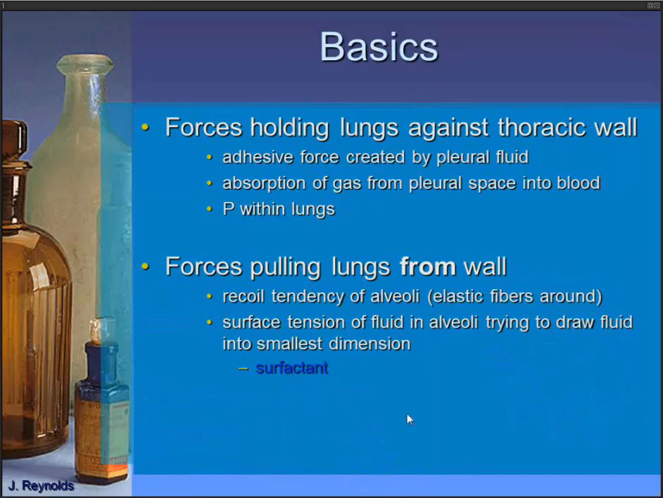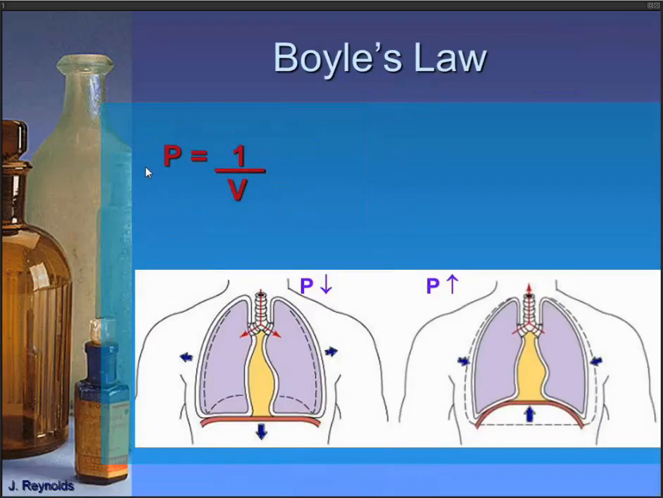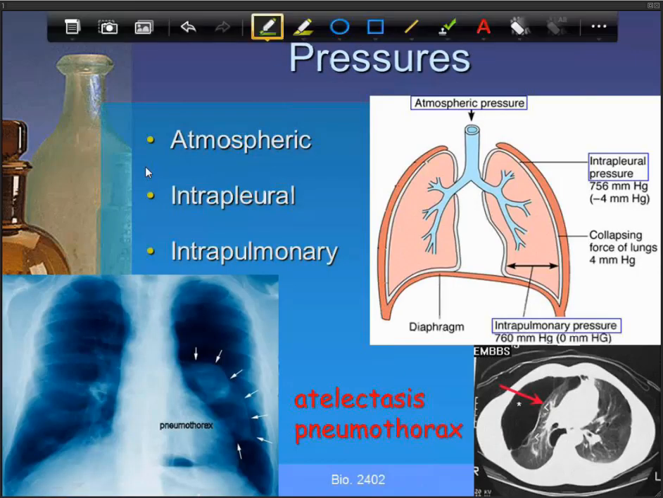Okay, let's go on. Pressures. Atmospheric, intrapleural, intrapulmonary. Atmospheric, outside pressure. You can't do anything about it. It's 760 millimeters of mercury, pretty much. Well, at least in Dallas. That's one atmosphere. That's at sea level. We're actually 500 feet or so above sea level. It's not exactly 760, but we're going to just play like we're in Corpus Christi or Galveston.